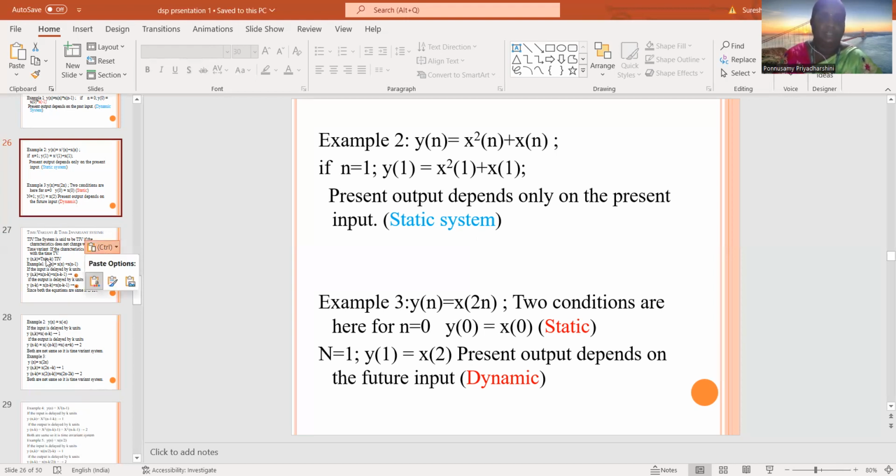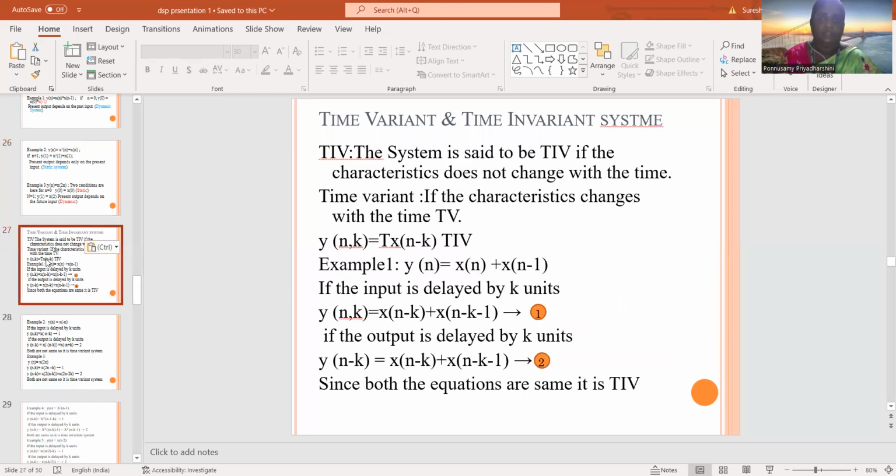The next type is time variant and time invariant systems. So what is a time invariant system? Generally, TIV stands for time invariant. The system is said to be time invariant if its characteristics do not change with time.